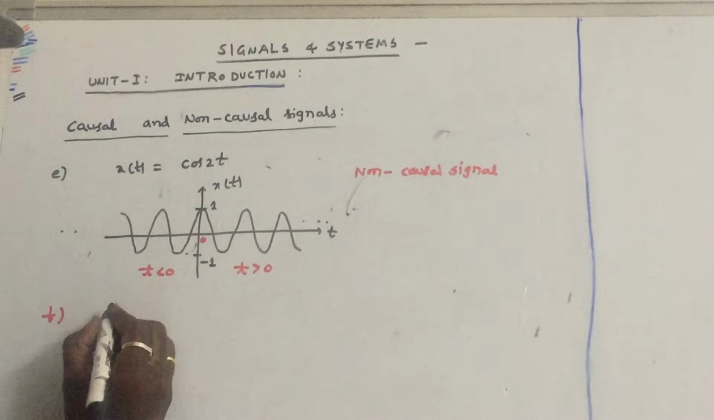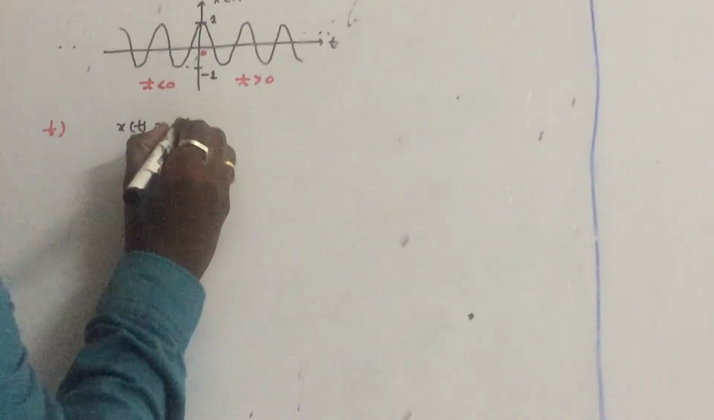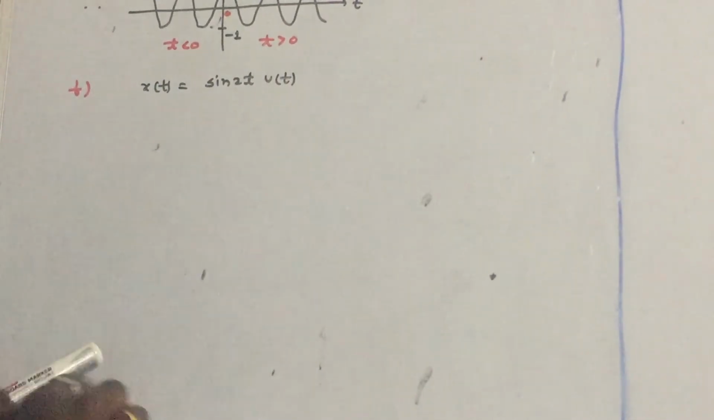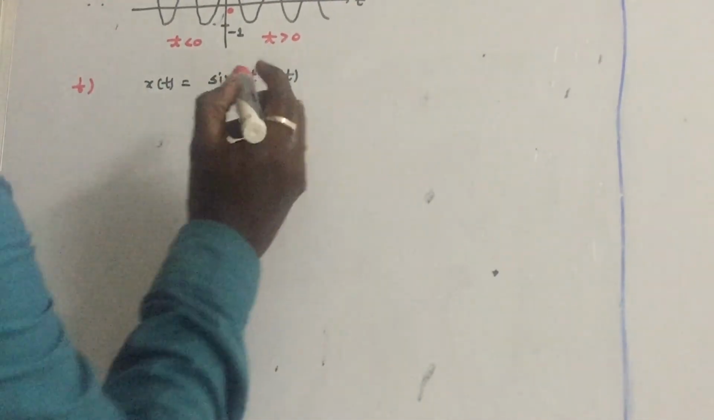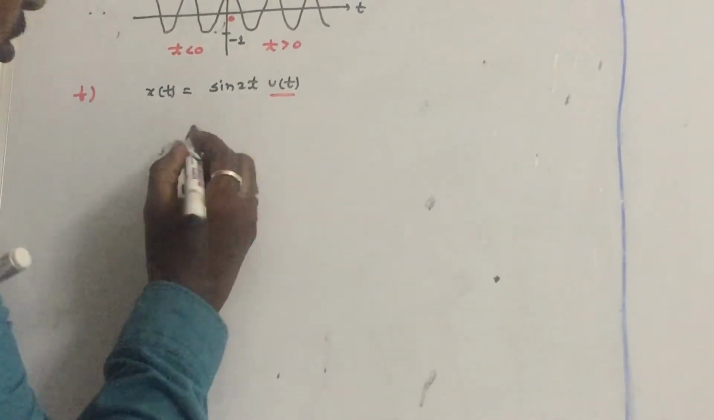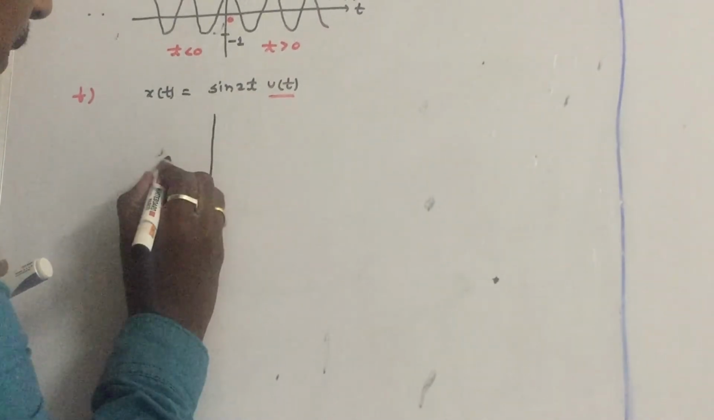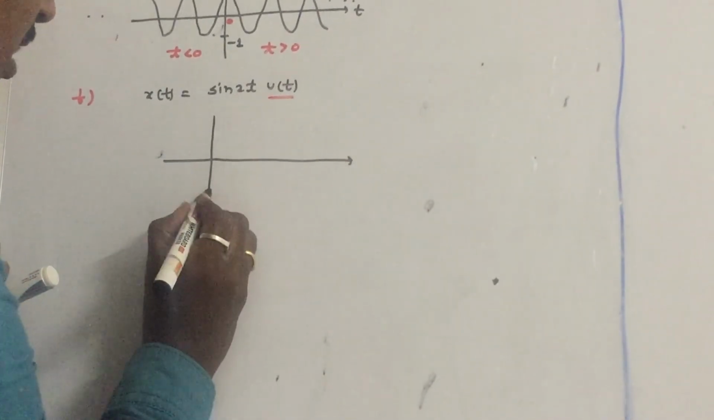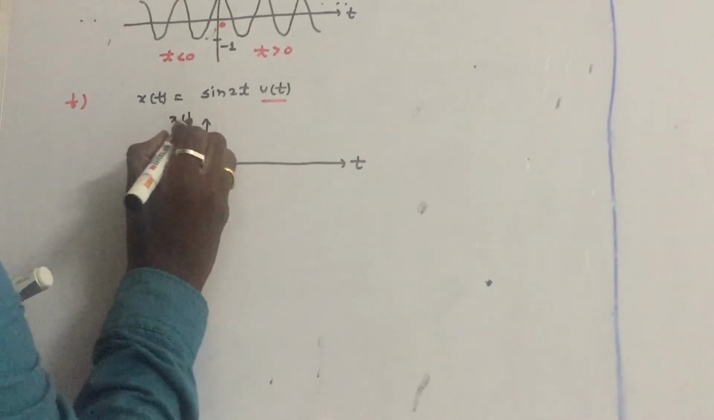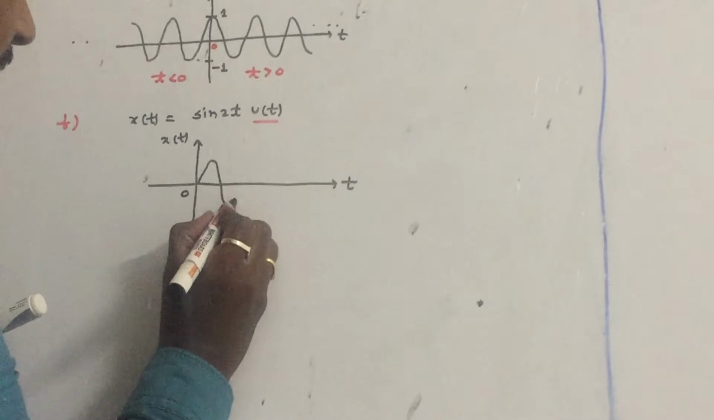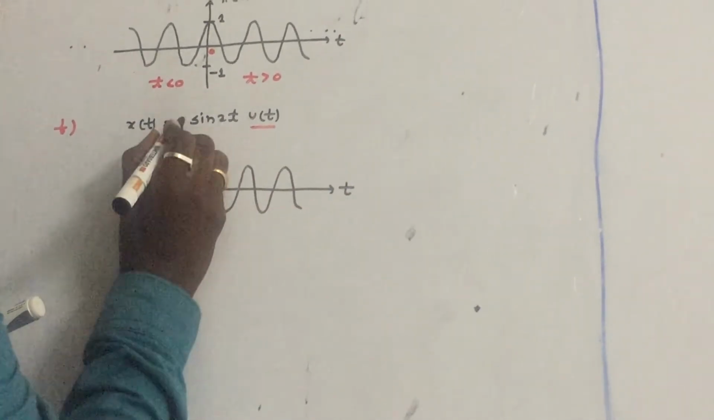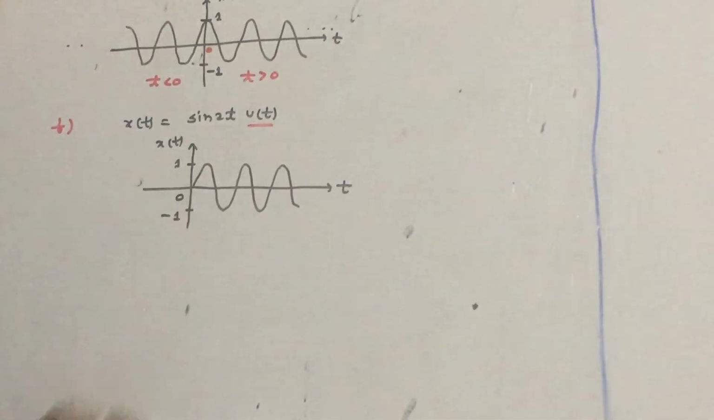Let's take question number F. x of t is equal to sine 2t into u of t. Any signal, as I said earlier, if it is multiplied with u of t, the waveform starts from t is equal to 0 onwards. So this sine signal starts at 0. This is t, this is x of t. So this is the sine signal of amplitude plus 1 and minus 1.